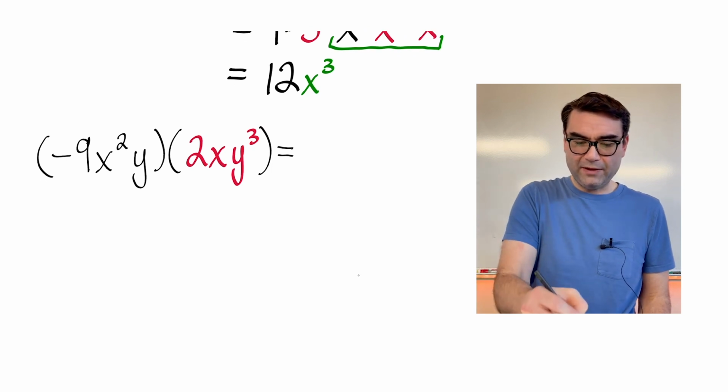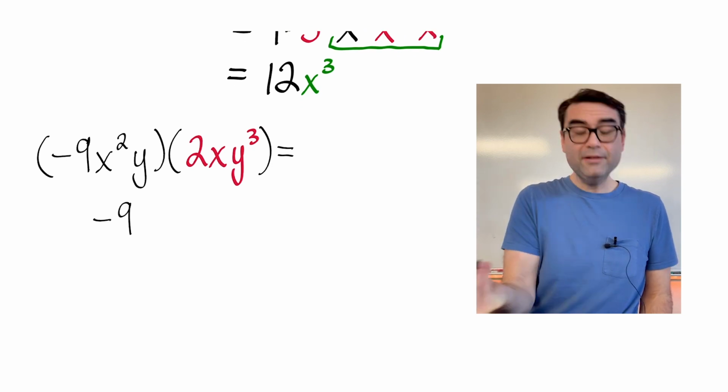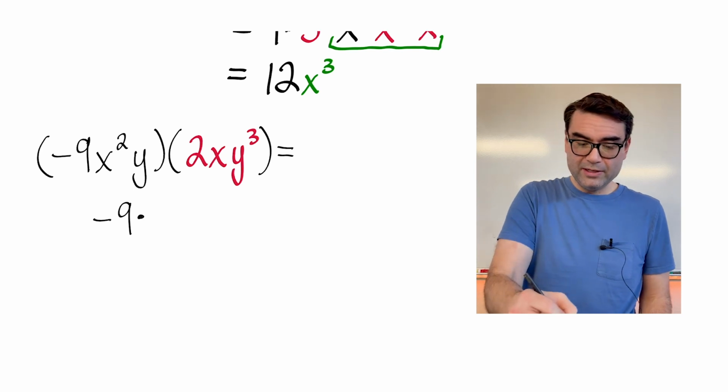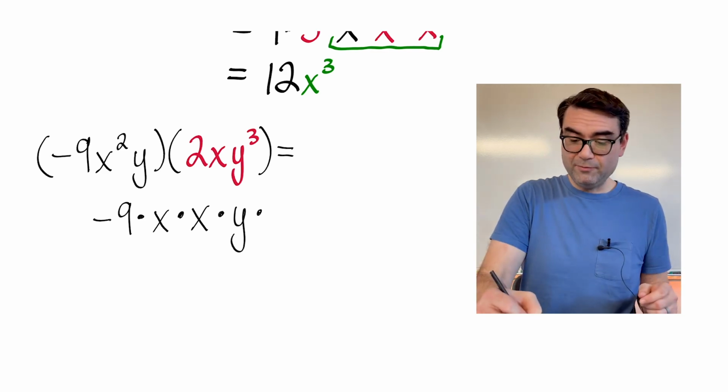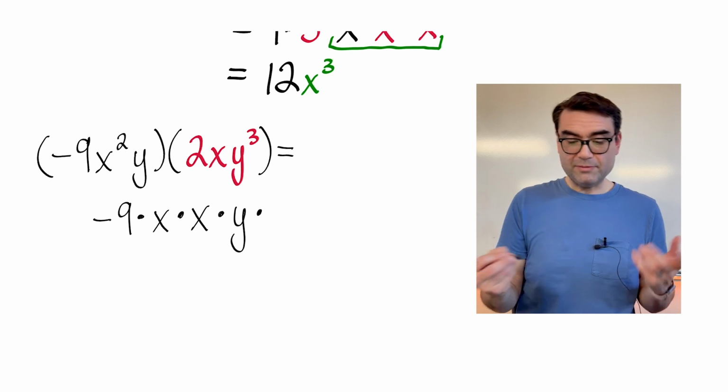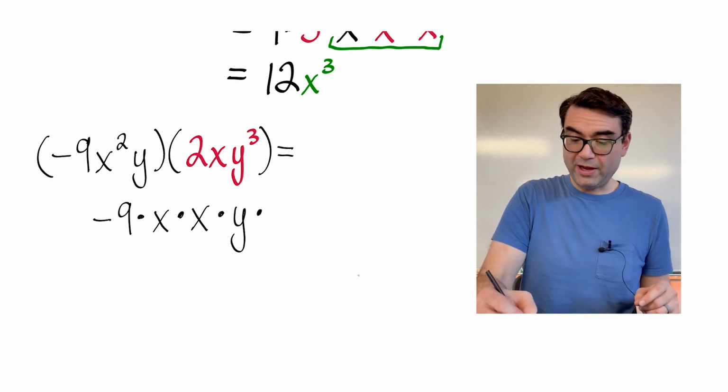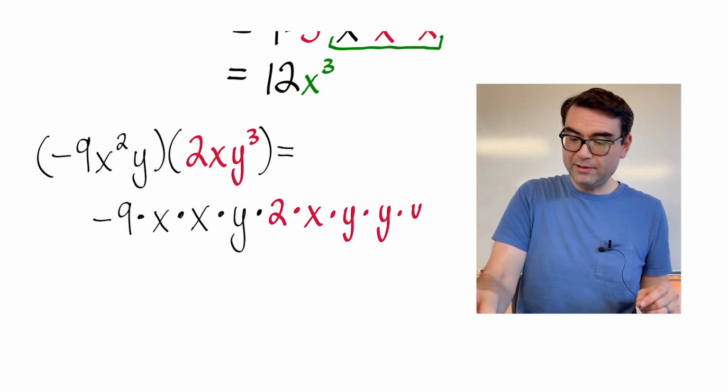All right, so let me write this out on the bottom here. We have a negative 9, right? That's the leading factor there, times, and x squared is x times x, and then times y, right? So that's negative 9x squared y. Then we're going to multiply the next monomial, which I'm going to break up into its individual factors: 2 times x times y times y times y.